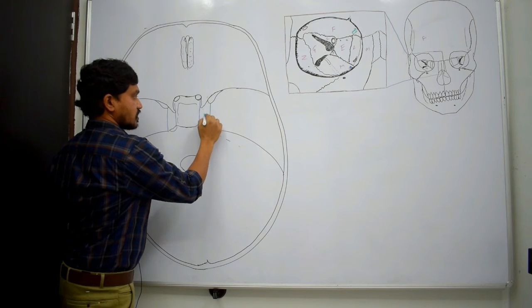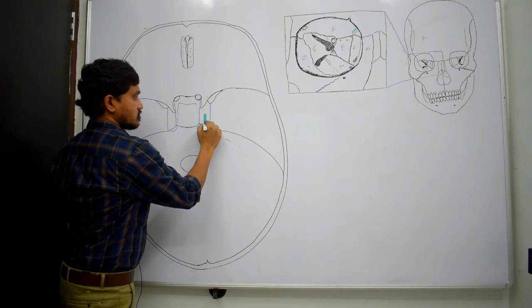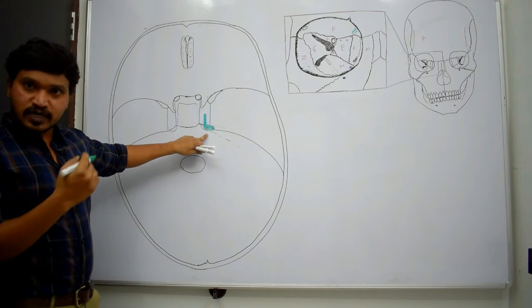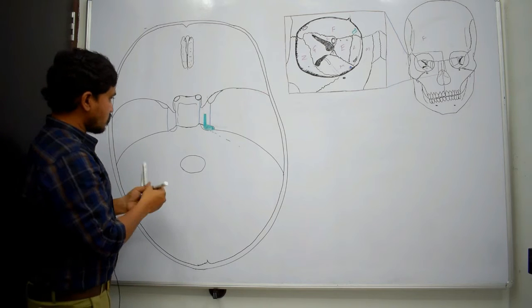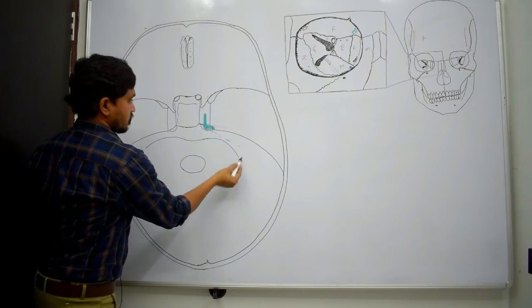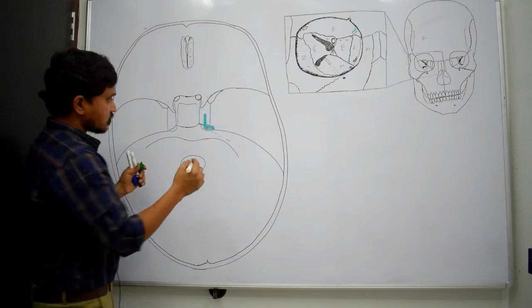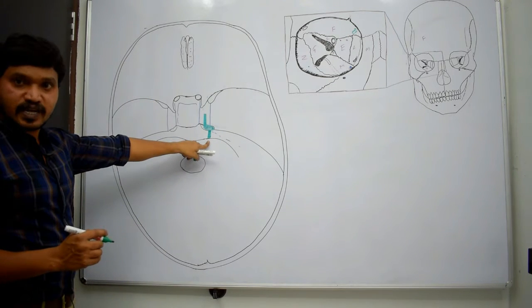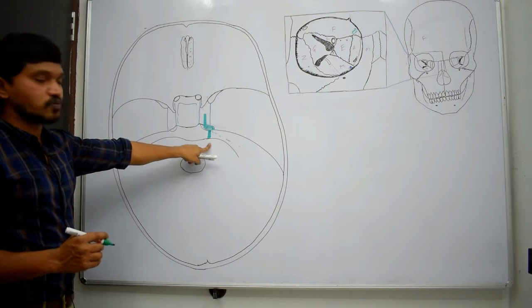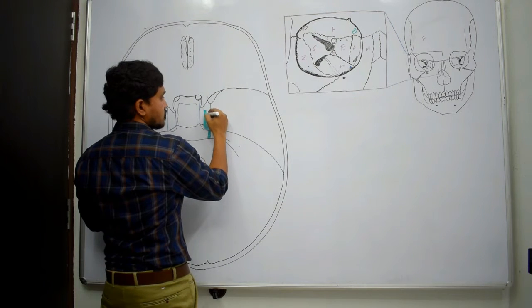I will draw with different colors to differentiate the different nerves. This ganglion posteriorly is connected to the pons. Here you can find the cut section of the pons. This is the trigeminal nerve, and it attaches to the pons posteriorly. This is the ophthalmic division of the trigeminal nerve.